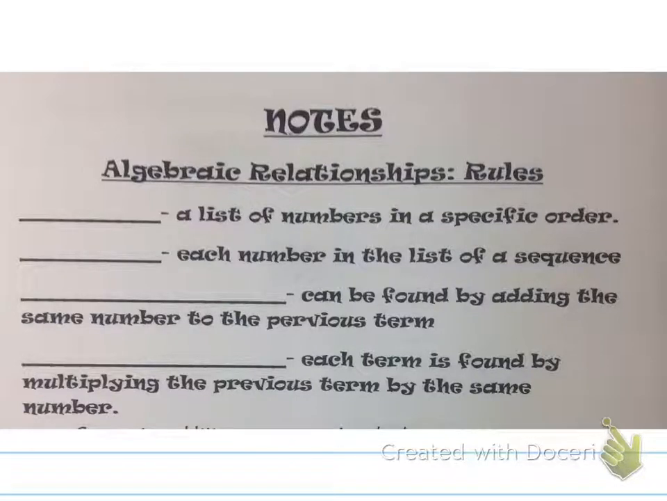Our first definition says a list of numbers in a specific order. This is called a sequence. Our next definition is each number in this list of sequence. So each number in a list of sequence is called a term.